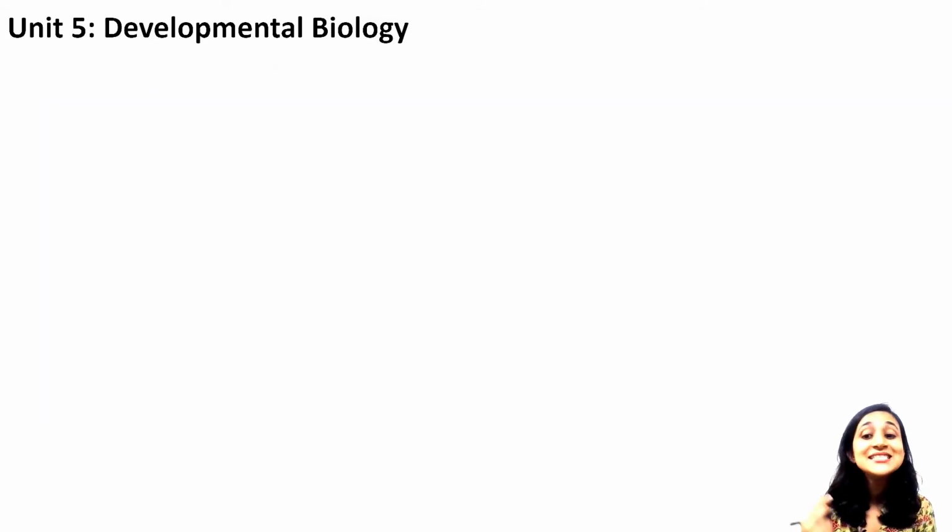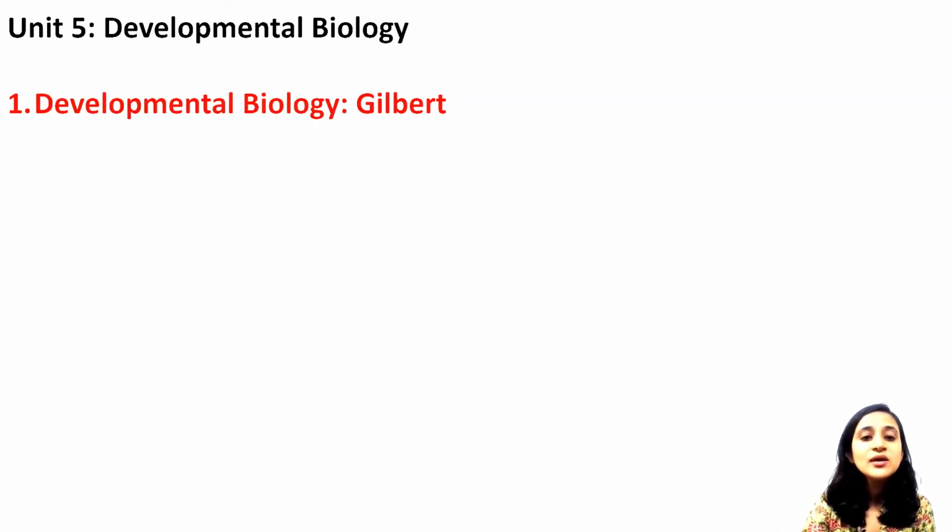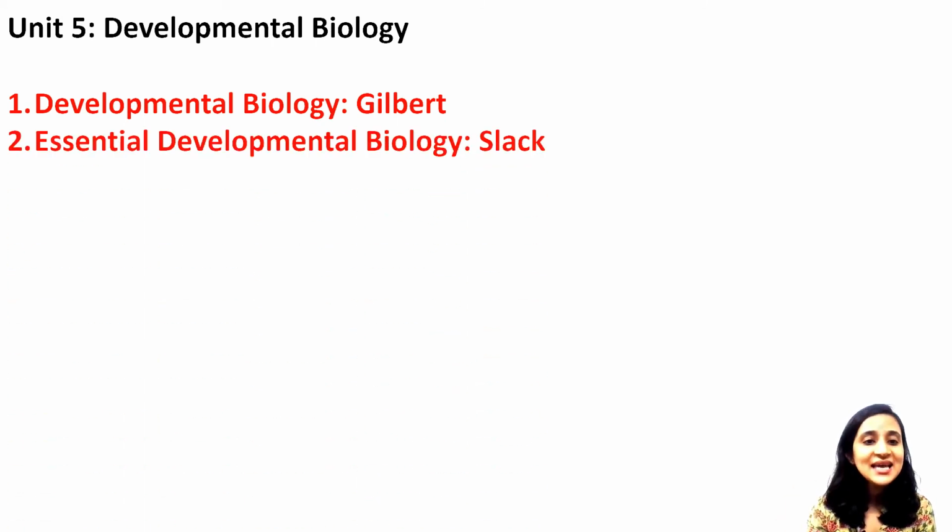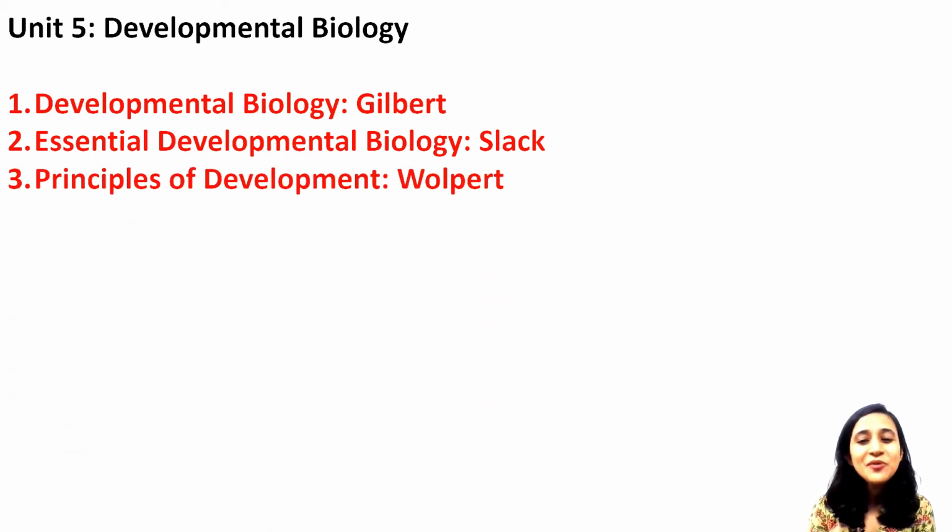Unit 5 is developmental biology. So your first book is the Developmental Biology by Gilbert. Second is Essential Developmental Biology by Slack. Third is Principles of Development by Wolpert. So these 3 books are very good books there for developmental biology. And among these 3, my all-time favorite is Gilbert.